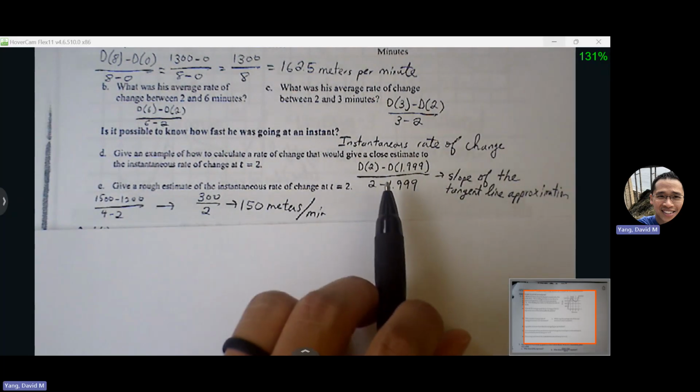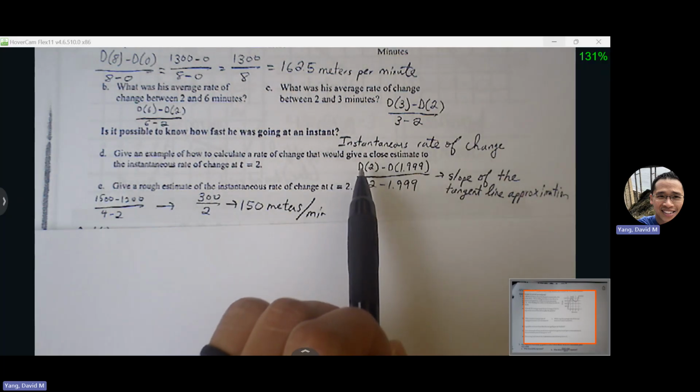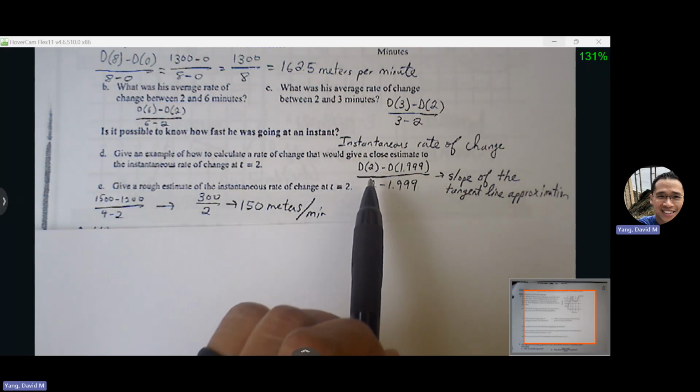This is what limits are eventually going to allow us to do: find two points that are infinitely close to each other, and then find the slope to get us that accuracy that we're looking for.